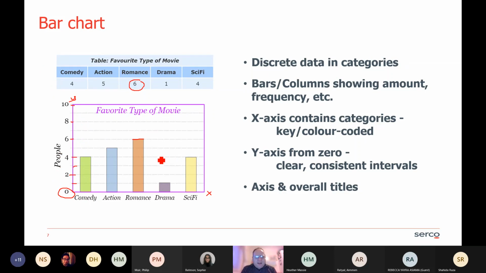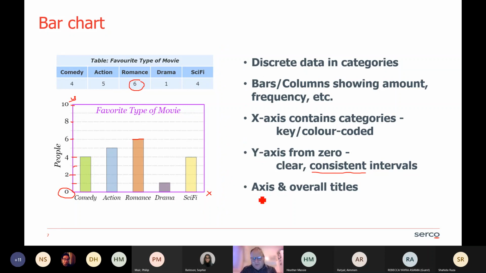If this was a survey of 10,000 people, obviously we wouldn't go up in 2s because the chart would be massive. You might go up in hundreds or thousands or whatever's most appropriate. But you start from 0 on your y-axis and go up to whatever's an appropriate level, and as it said, have consistent intervals. So you couldn't go 2, 4, 6, 12, 24, 36 and just suddenly jump.